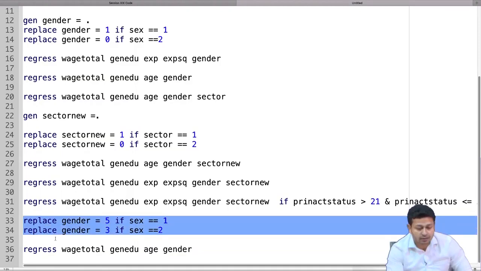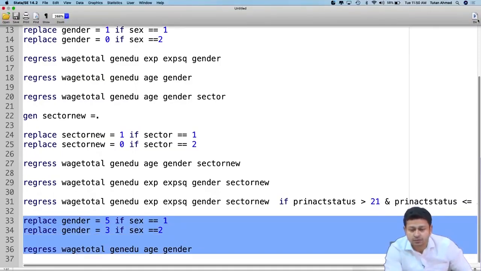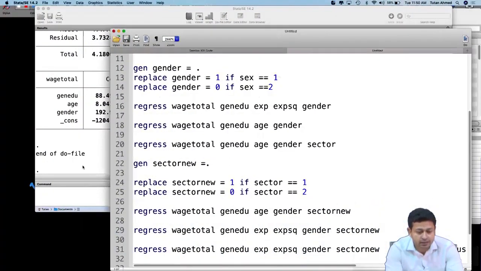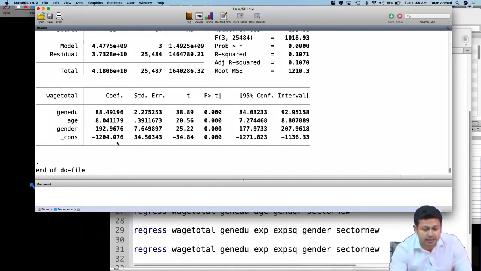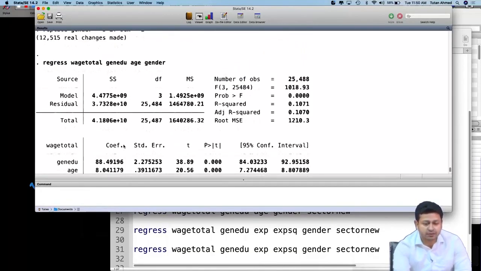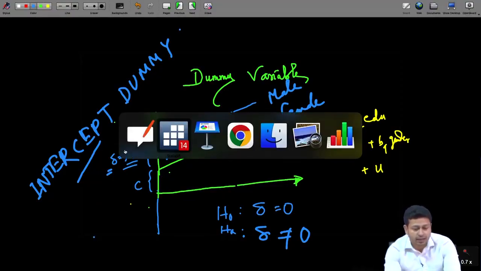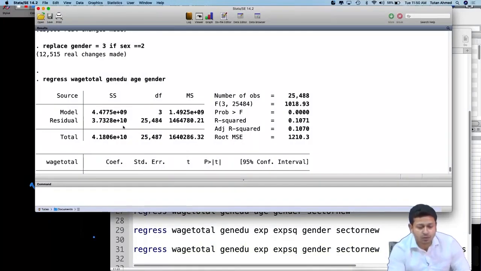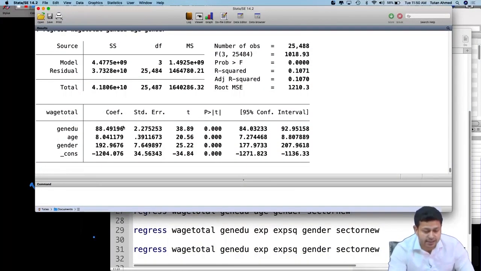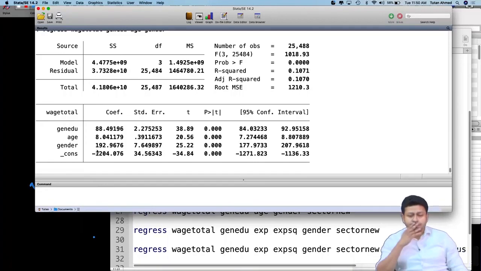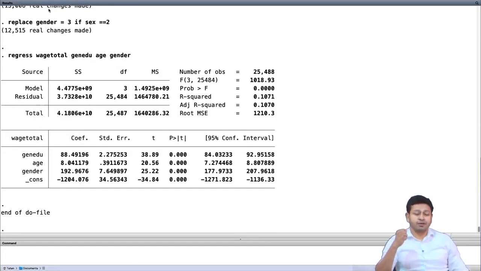I'll run the full code here, and if I run it, I will see that the value has become 192.9. Previously we have seen the value was 385.9, and now it has become 192.96. Now what is happening here? You have to understand, this is a good example that will give us a sense of how to interpret the effect of the dummy variable.